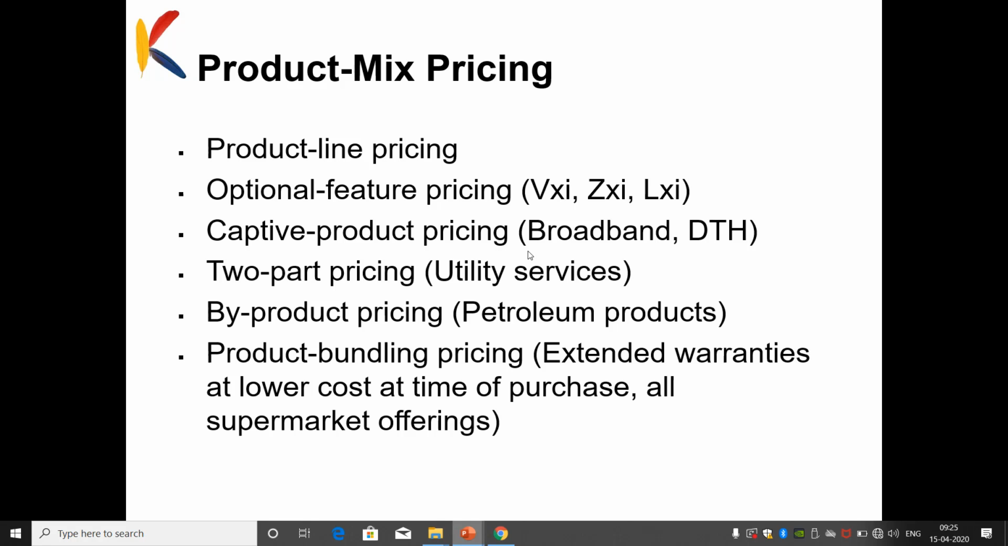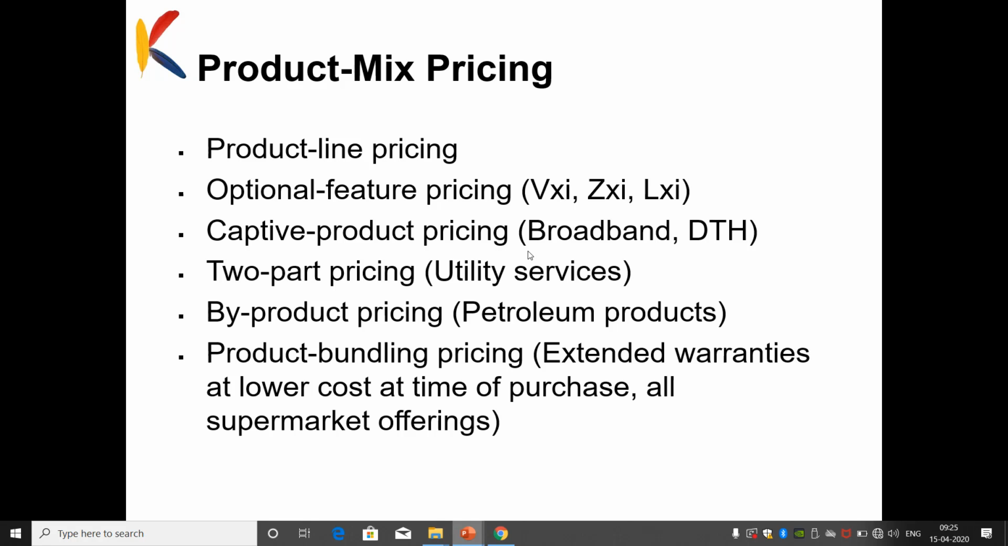So they may sell petrol or a basic petroleum product at a very competitive price, and they may try to fetch more profits on the byproducts like lubricant oils, or maybe resins, or maybe any other products which are a byproduct of that particular process. Product bundling prices, like if you just want to have an extra warranty, it will be very costly. But if you want an extended warranty at the time of purchase of that particular product, it will be at a much lower cost.